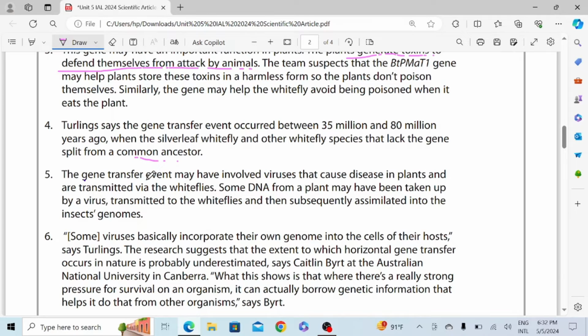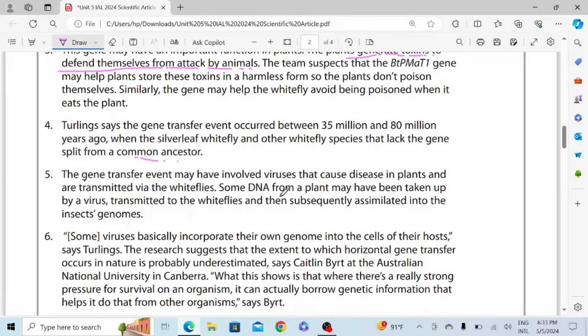The gene transfer event may have involved viruses that cause diseases in plants and are transmitted via the whiteflies. Some DNA from a plant may have been taken up by a virus, transmitted to the whiteflies, and then subsequently assimilated into the insect's genome.